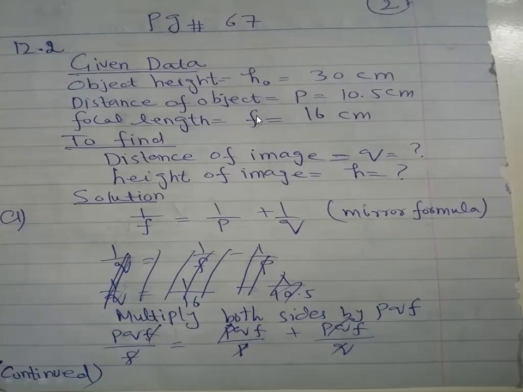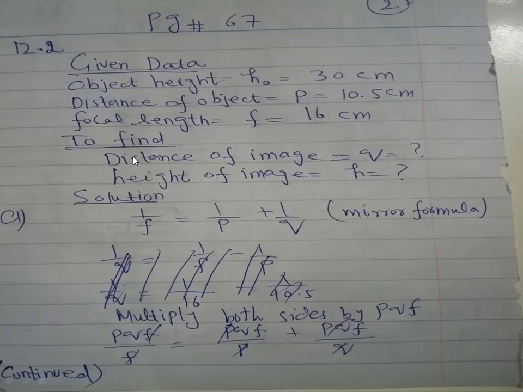Distance of object P is also given to me, which is 10.5. And again, focal length is 16 centimeters. These three things are given to me: height of the object, distance of object, and focal length. If you read the numerical 12.2, you will find that height of the object is 30 centimeters. Similarly, P and F, which are 10.5 and 16 centimeters, respectively, are given to me.